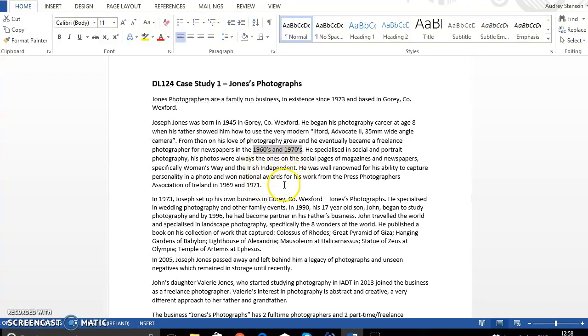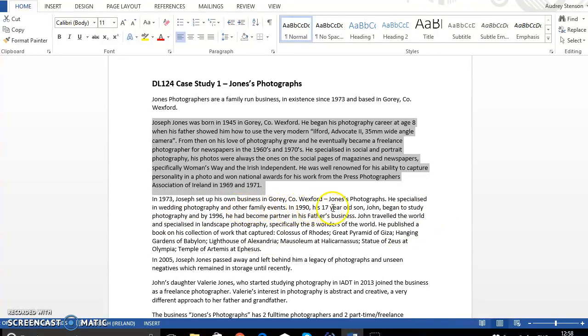So think about how you can get that across, possibly in an About Us section. It wouldn't necessarily be on the homepage, but it could be, this complete section could be your About Us. So in 1973, Joseph set up his own business in Gorey, County Wexford, Jones's Photographs. He specialised in wedding photography and other family events.